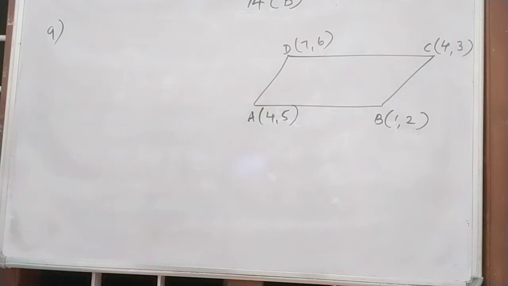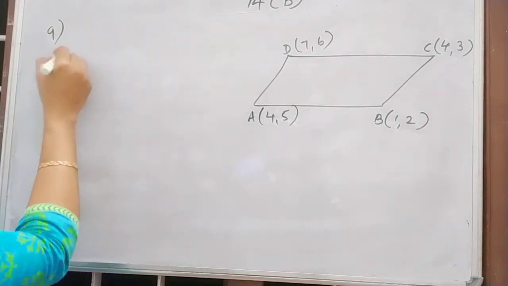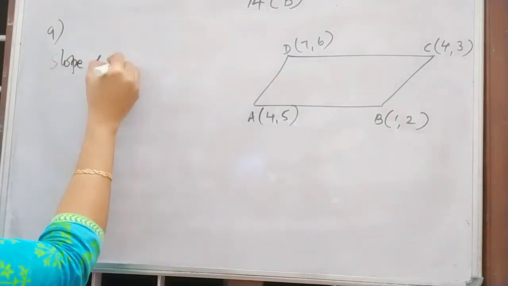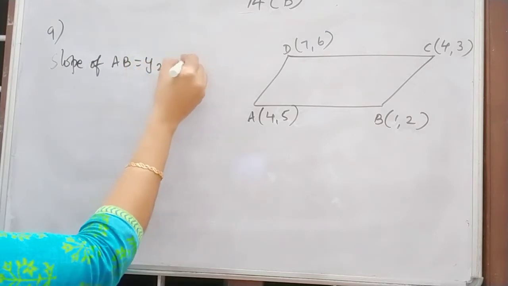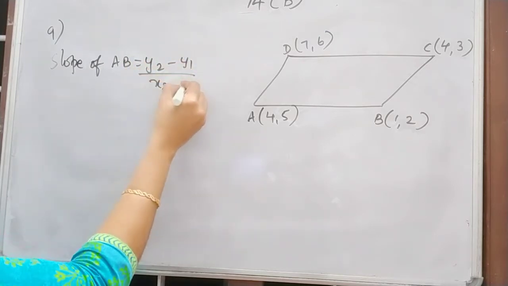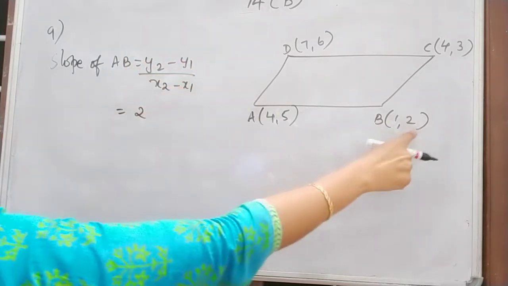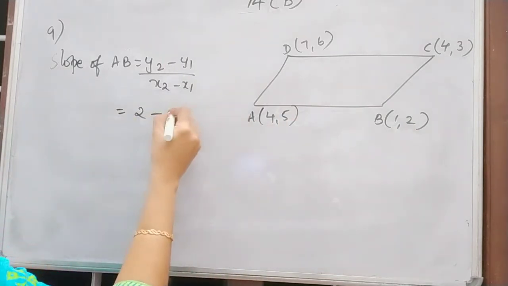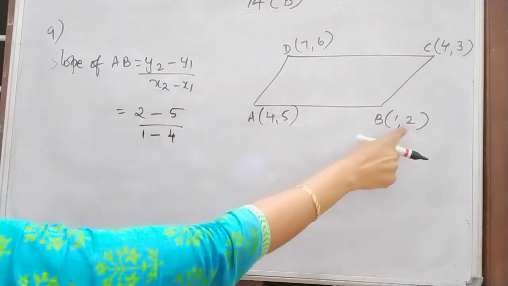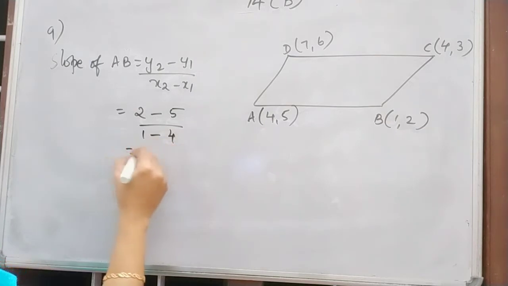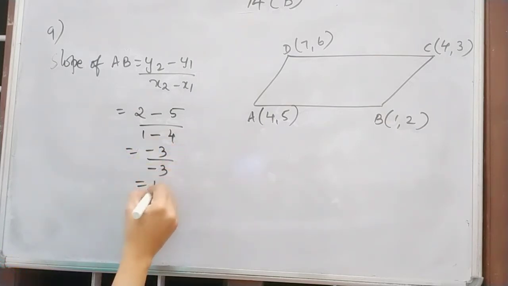So for finding that ABCD is a parallelogram, we do the same as question number 8. We have to find the slope. How can we find the slope? Points A and B are given. So the slope of AB is equal to y2 minus y1 divided by x2 minus x1, that is 2 minus 5 divided by 1 minus 4, which is negative 3 by negative 3, equal to positive 1.